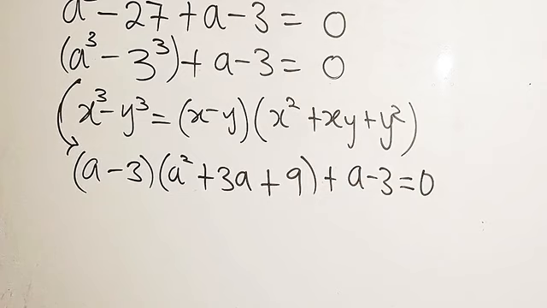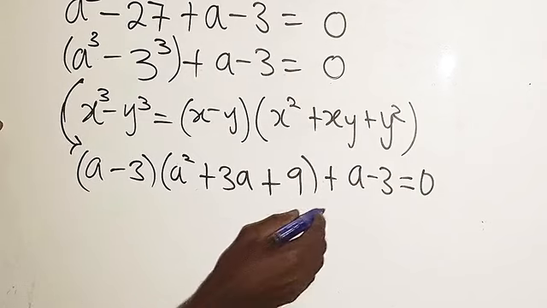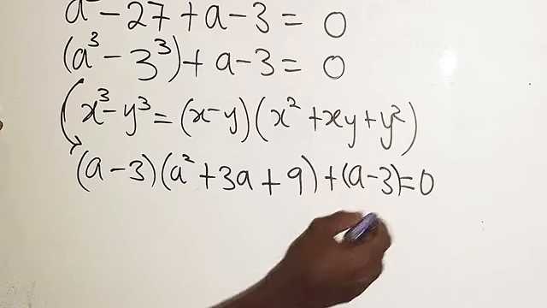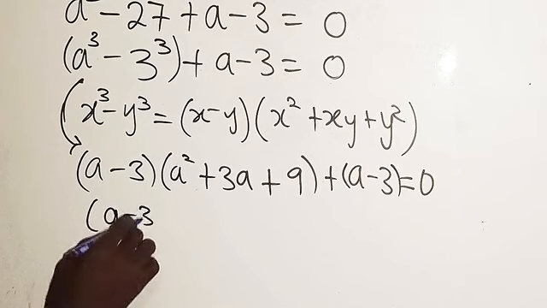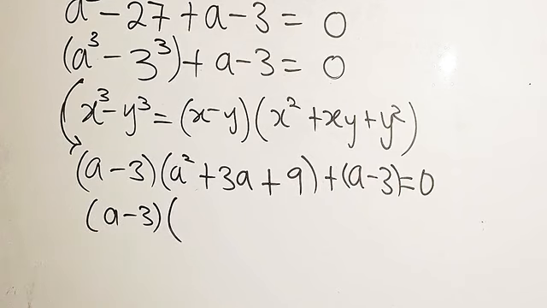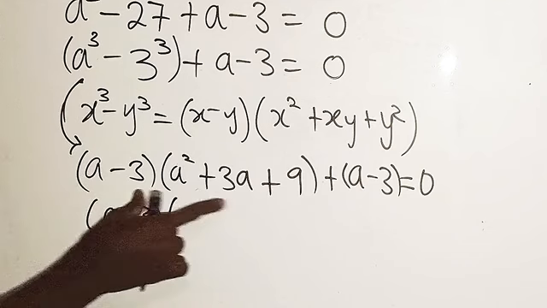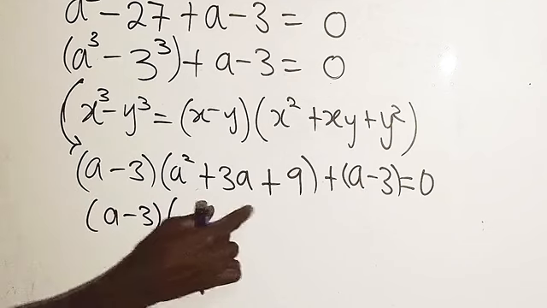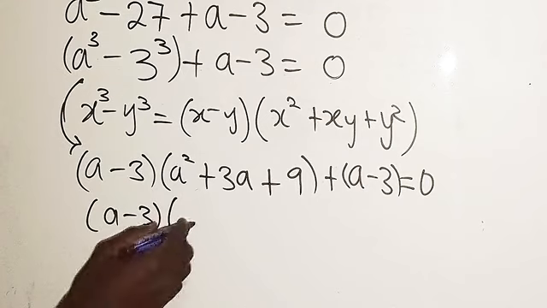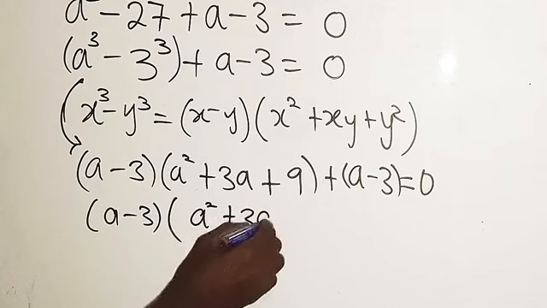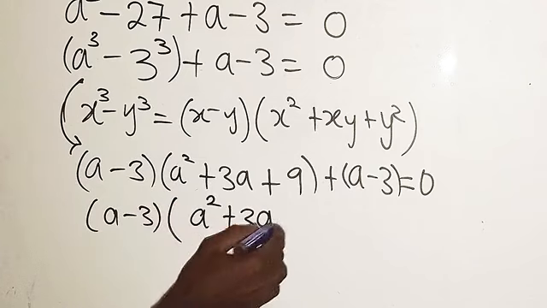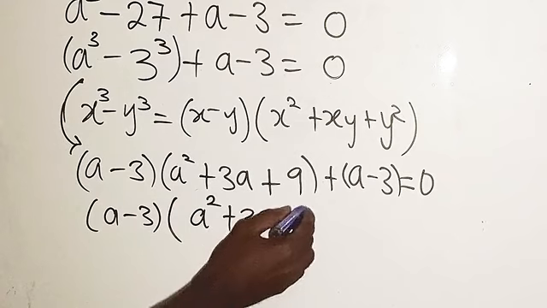So from there, the next thing we're going to do is, you can see that here we have a minus 3, and here we have a minus 3. So a minus 3 is common. We can factorize it out. So from here, everything here divided by a minus 3. So what are we going to be having? We're going to be having all of this, a to the power of 2 plus 3a, then plus 9.